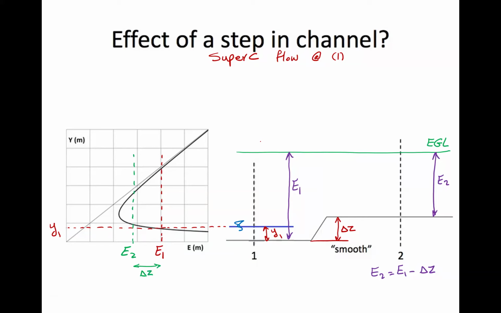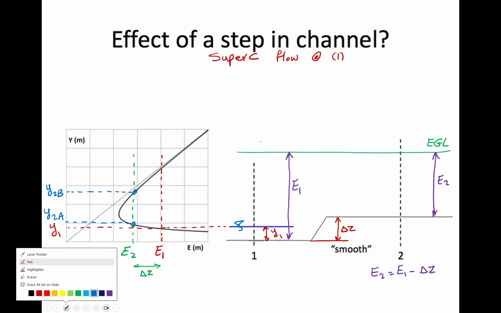And the question here is, intersection of E2 and our EY graph gives us two possible points for depth. One is down here. Let's call this one Y2A. And another one up here. Let's call this one Y2B. Okay, so which one is the answer? Which one is the depth of flow downstream?